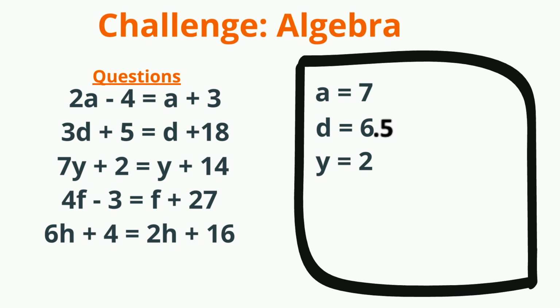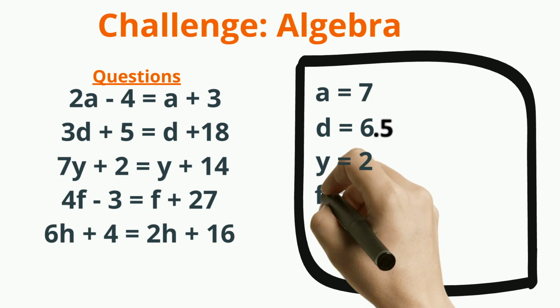Fourth question. 4f minus 3 equals f plus 17. Take the minus 3, move it to the right hand side, it's going to be plus 3. We will take the 1f and move it to the left hand side to be minus f. Our new equation is 4f minus f equals 17 plus 3. And if we simplify that, we have 3f equals 30. Therefore, if 3f equals 30, 30 divided by 3 gives us 10. So our answer for this one is f equals 10.